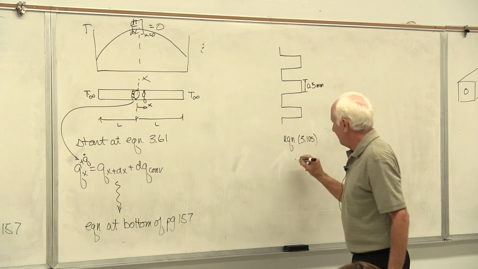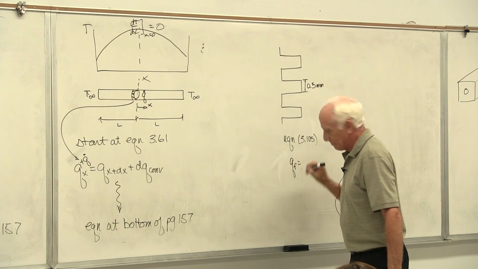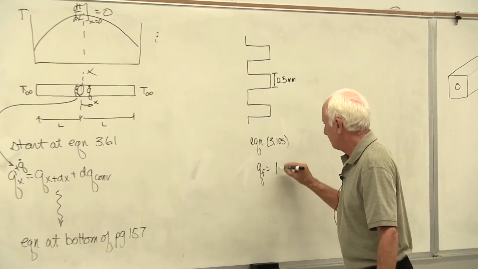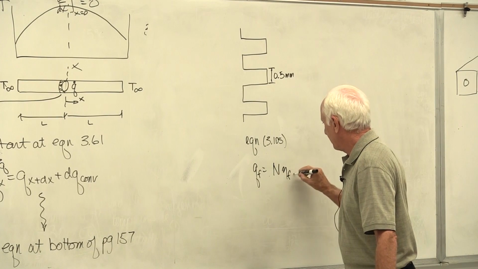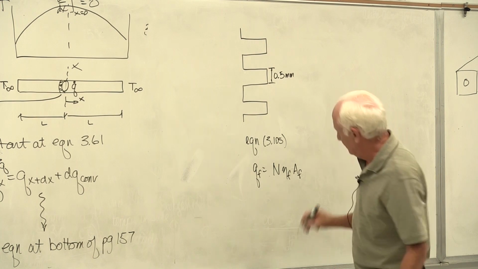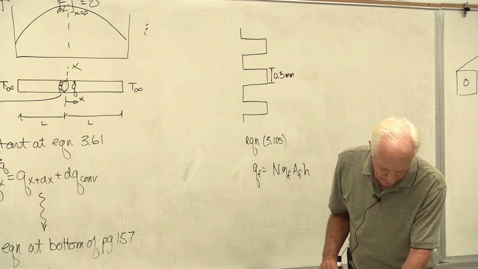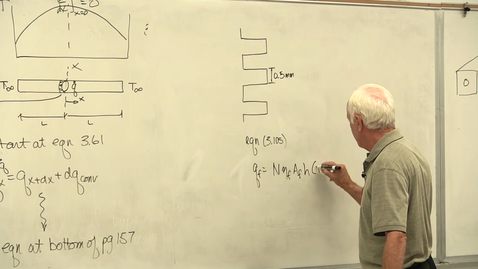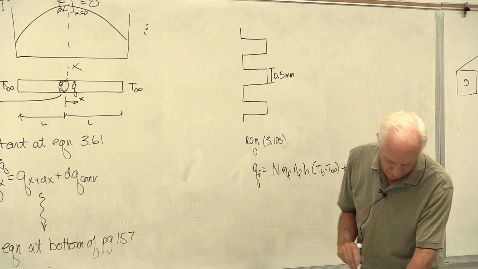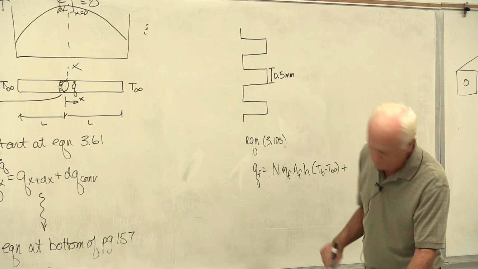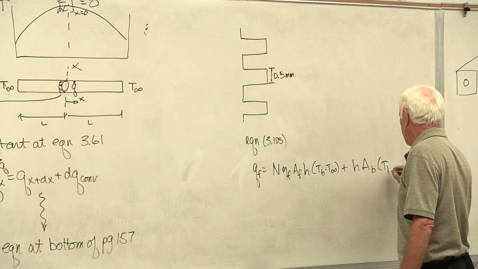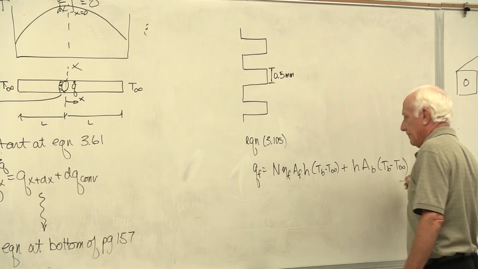It has Q_F, N, A_F, H, T base minus T infinity. This is in your notes. Plus the wall not covered by the fins: H, A base wall, T_B minus T infinity. There it is.